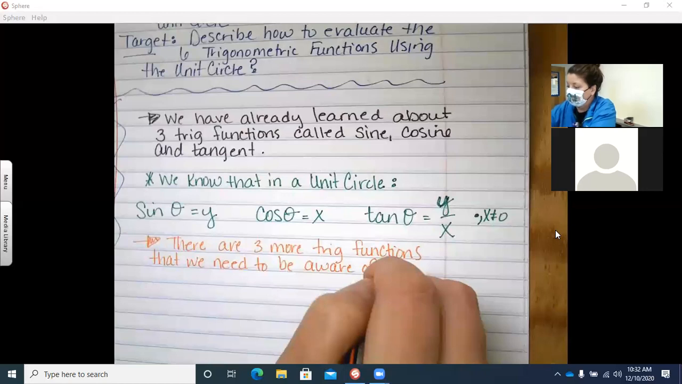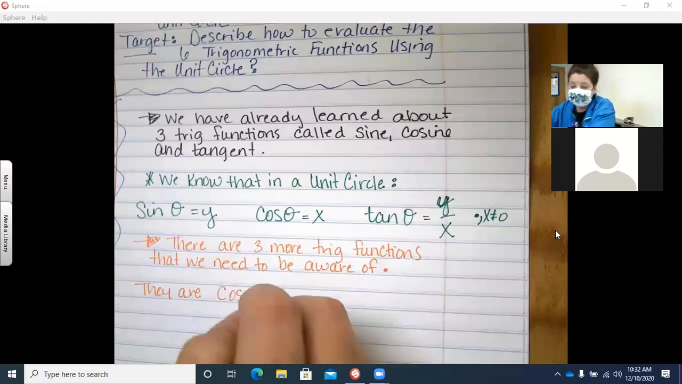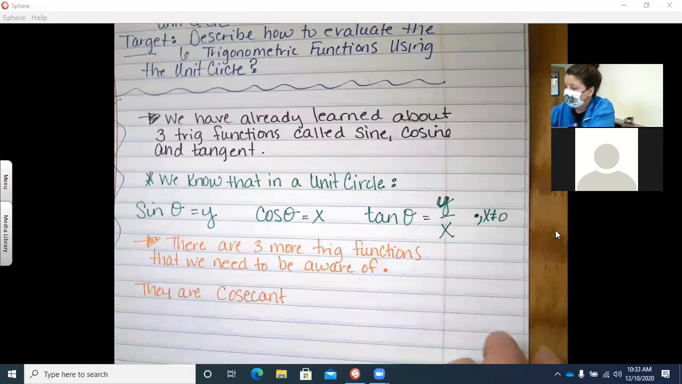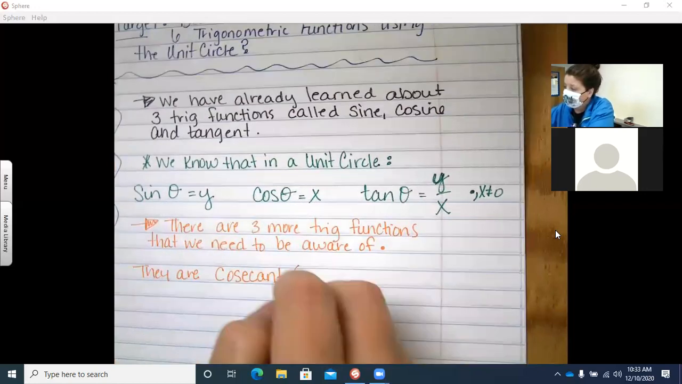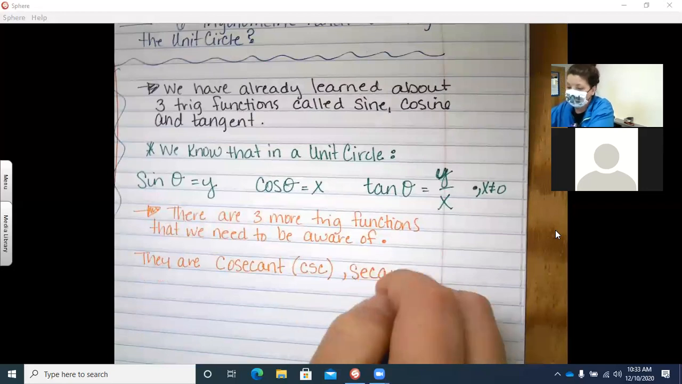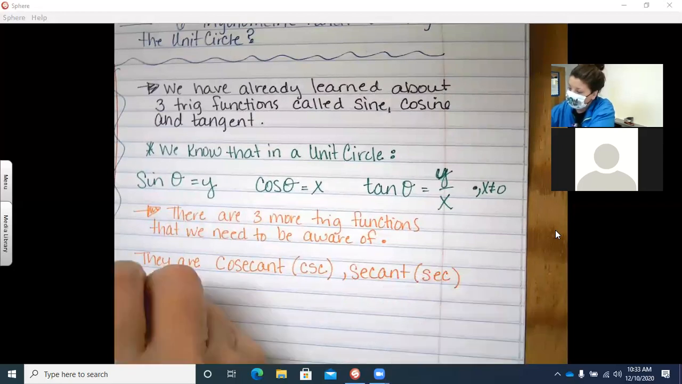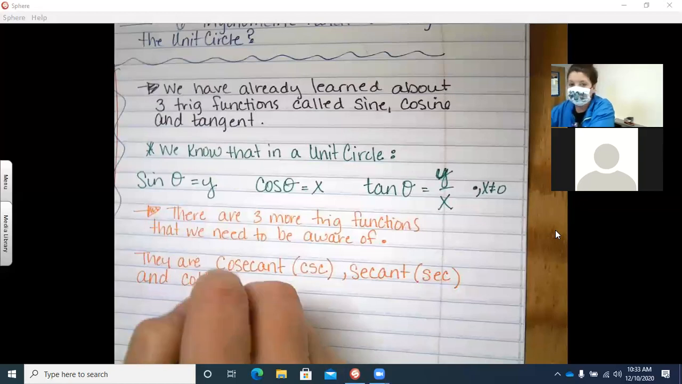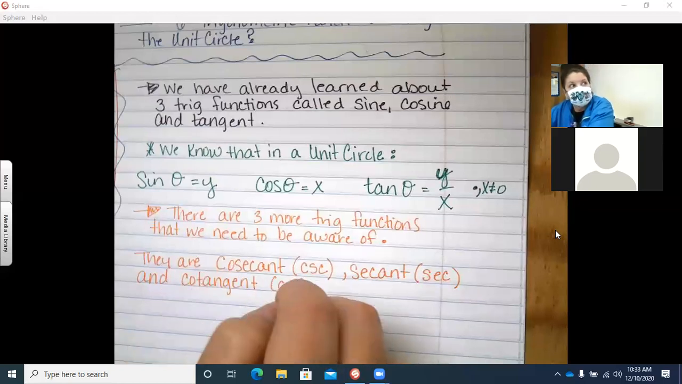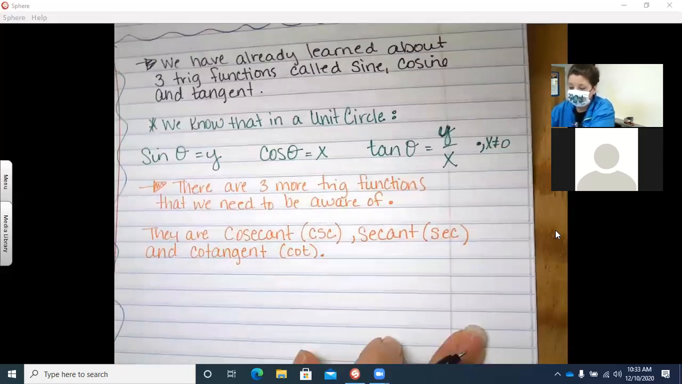They are cosecant. You probably learned about these in geometry. Cosecant, which abbreviates as CSC. Secant, which abbreviation is SEC. And cotangent, and that abbreviation is COT. So we have cosecant, secant, and cotangent.